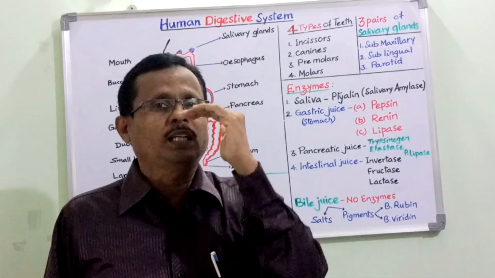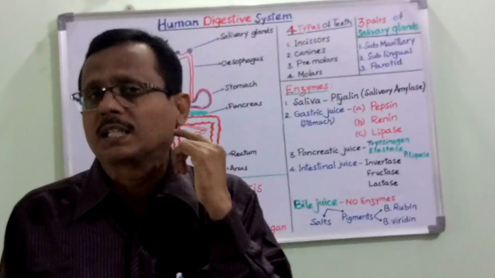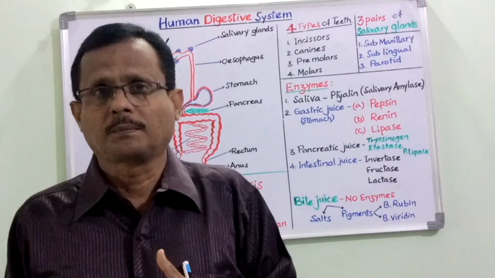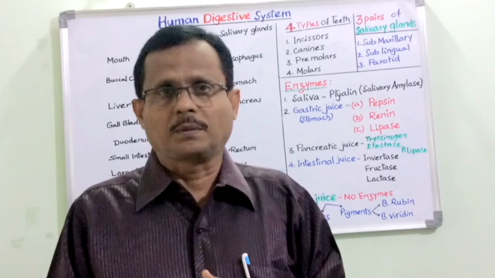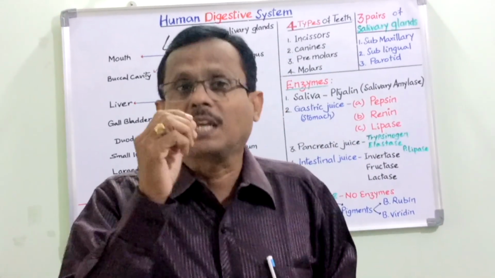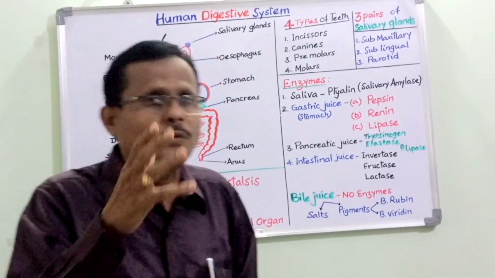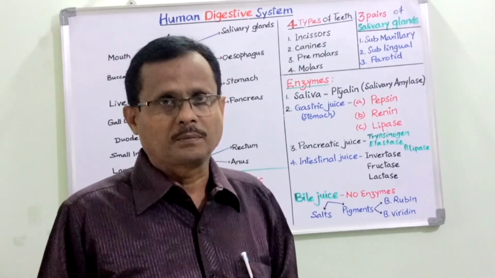So submaxillary, sublingual, and a parotid gland that is located just below the ear inside the mouth cavity. These three pairs of salivary glands secrete saliva, a liquid substance which contains a wonderful enzyme. We will talk about that later.